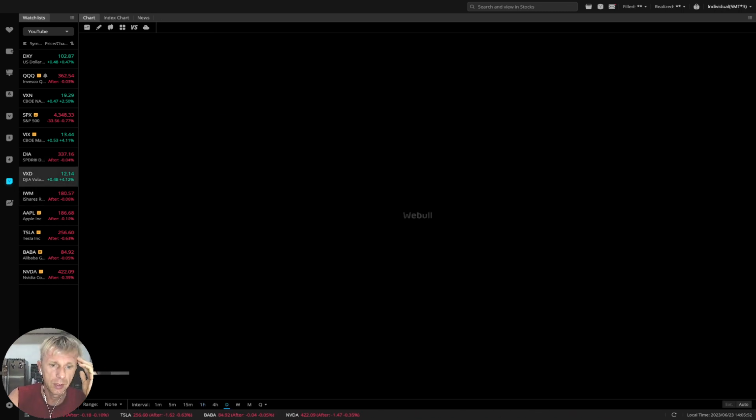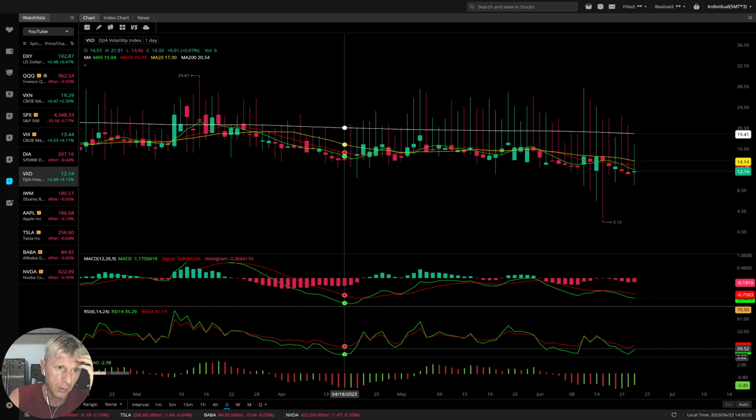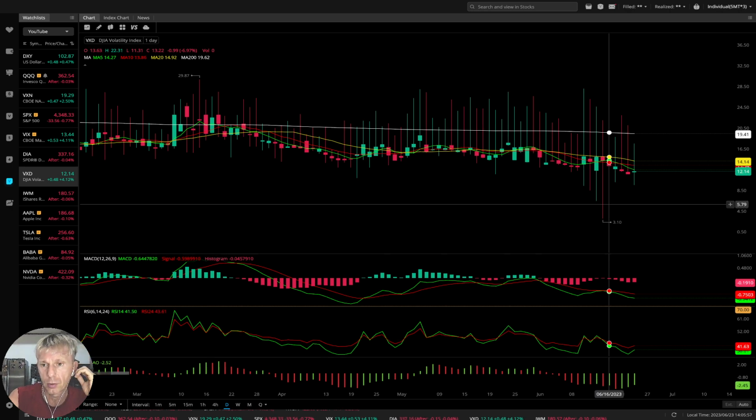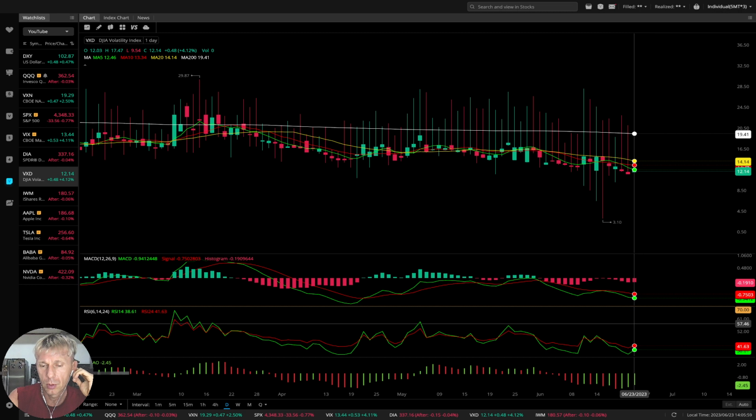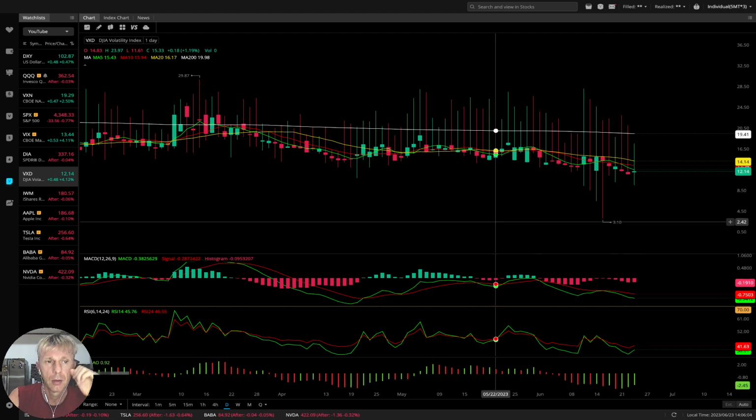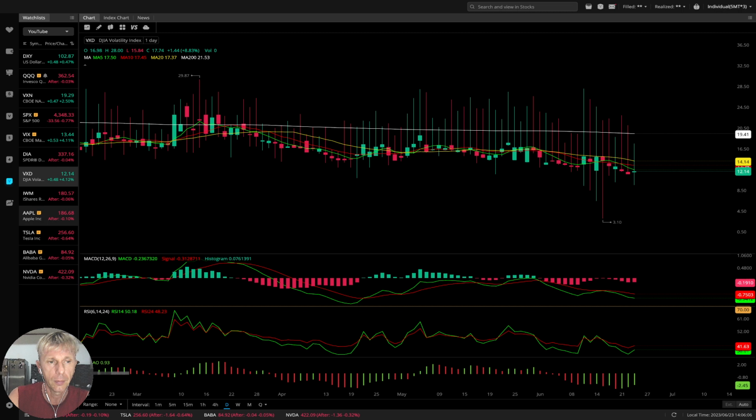Let's check VXD volatility index for daily time frame, plus 4% today also, but still bearish. Only awesome oscillator green bullish, all other indicators still bearish. No fear for Dow Jones also.